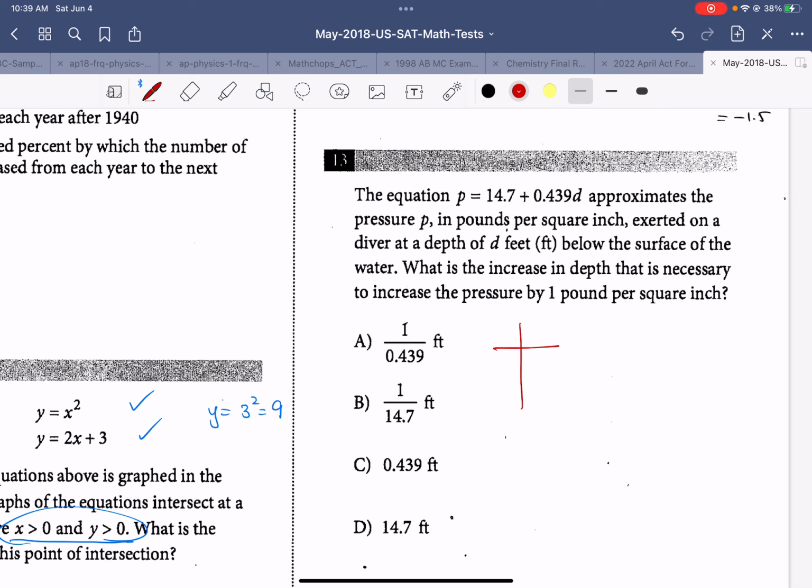So what are you looking for? This one, the increase in depth when the pressure increases by 1 pound per square inch. So what I'm going to do, I'm going to make D equals 0 first. Why? I don't want to compute this one times 2, things like that. So I make it 0 first. That gives me a P value of 14.7.